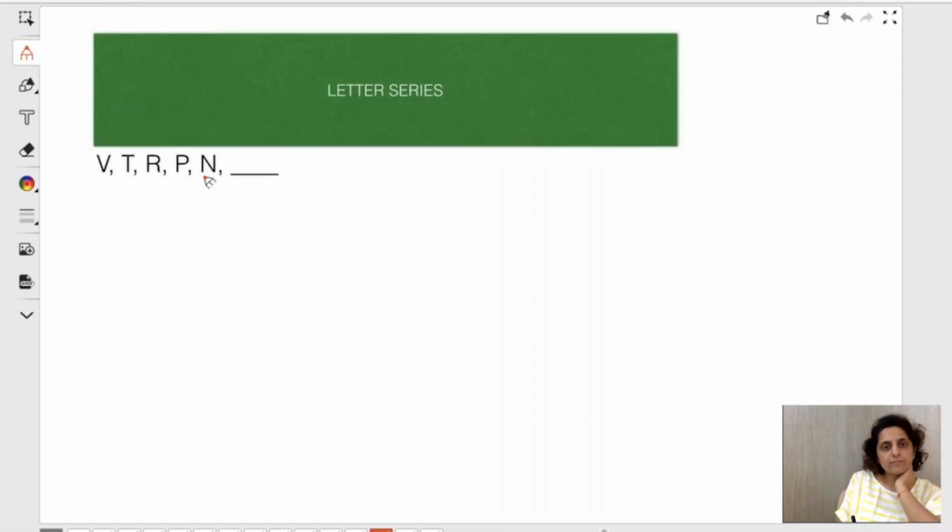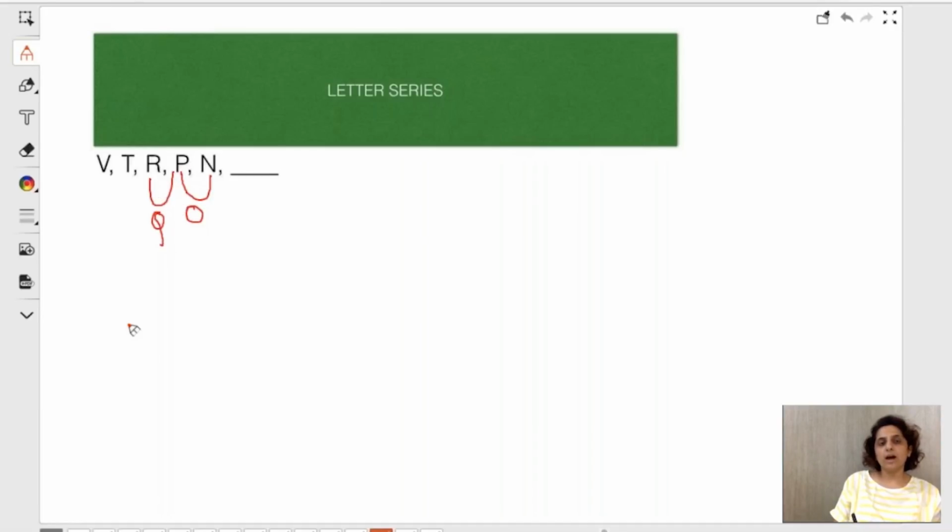Now letters like this: we have V, T, R, P, and N. Means they are moving in the reverse order. So let's start reading the alphabets in the reverse order also now. N, P, R, T, V. What letter comes after N? O. So what they have done is they have skipped O. N, O, P. Then skip one more letter, that is Q.